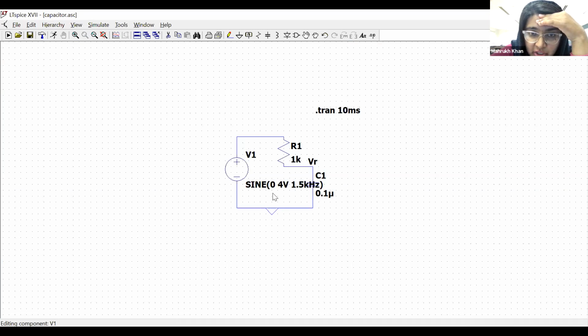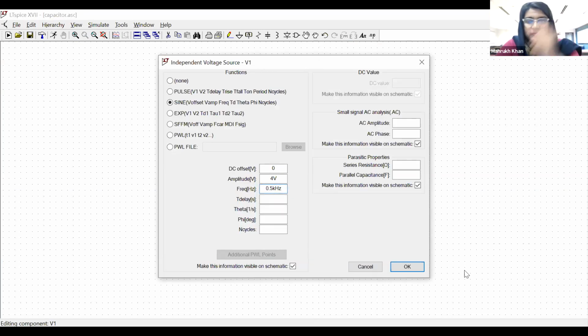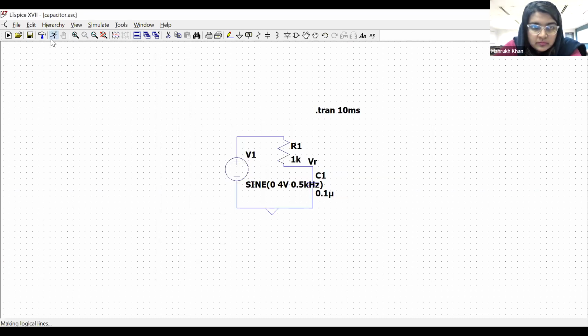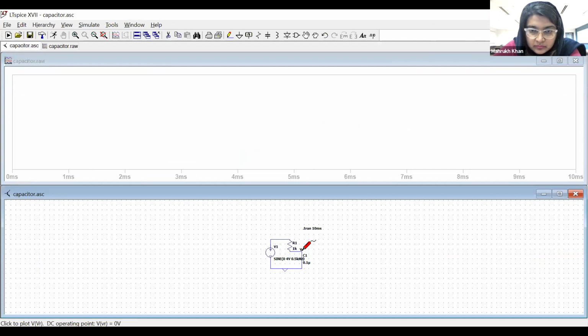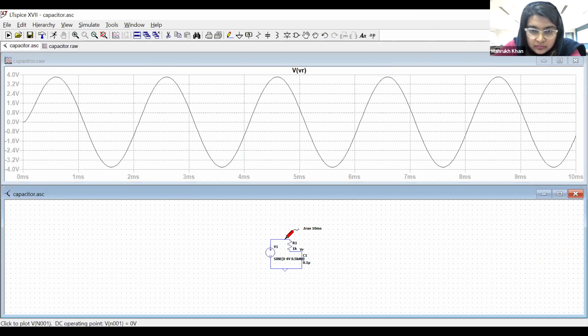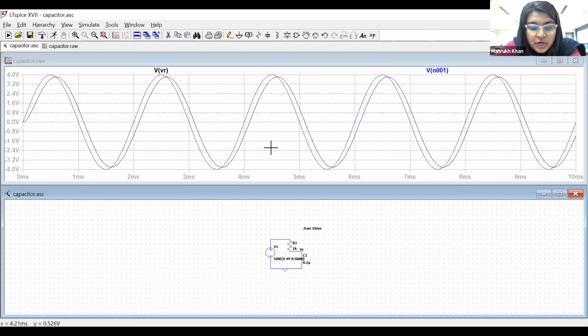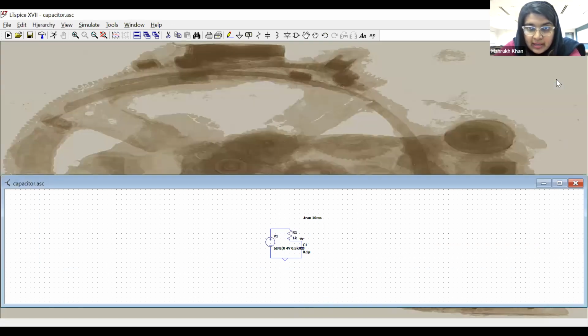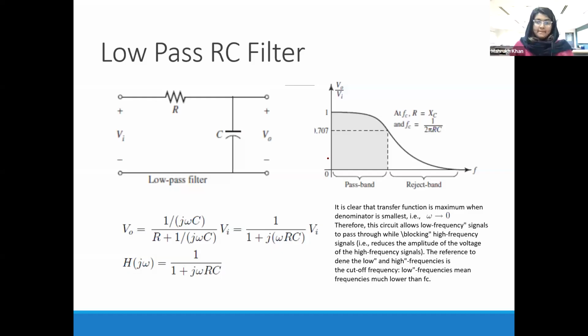So let me change it to 0.5 kilohertz. So you can see that it started passing. So AV should be approximately one in this scenario. So your graph should look like this, okay? Sounds good? Sounds good. Yep. Okay.